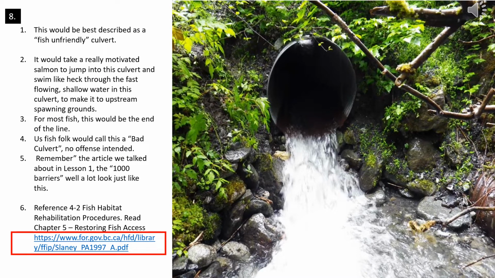This picture is a nice introduction to Chapter 5, Restoring Fish Access. And this would be best described as a fish unfriendly culvert. It would take a really motivated salmon to jump into this culvert and swim like heck through the fast flowing shallow water in the culvert to make it to spawning grounds located upstream. For most fish, this would be the end of the line. Now, fish folks would call this a bad culvert, no offense intended.